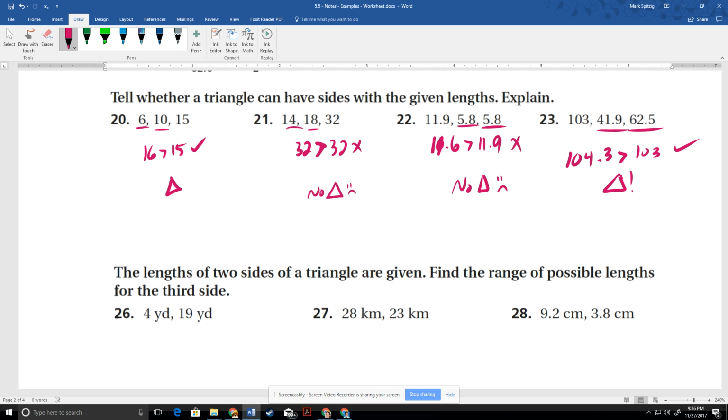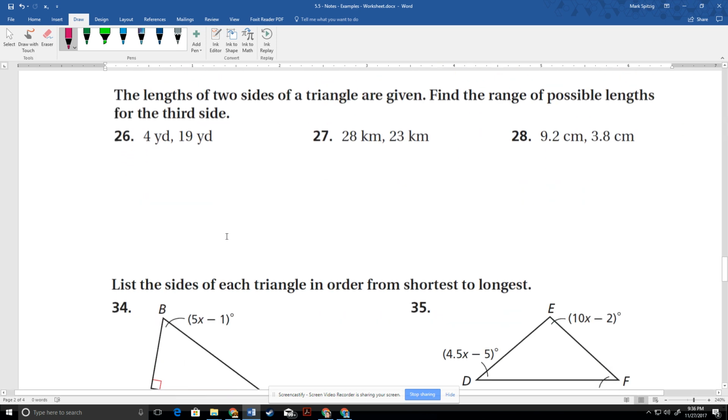Boom. Exclamation point. Triangle time. All right. So again, we were given the length of these two. We've got to find their possible lengths. Again, not so bad. We're saying, okay, 19 plus 4, 19 minus 4. So 19 plus 4 gives me my maximum. So x has to be less than these together, which is 23.